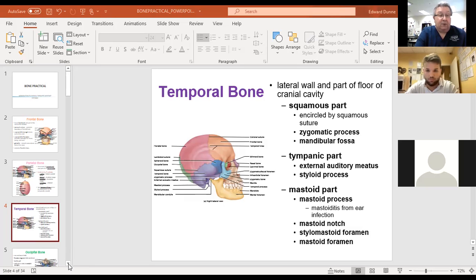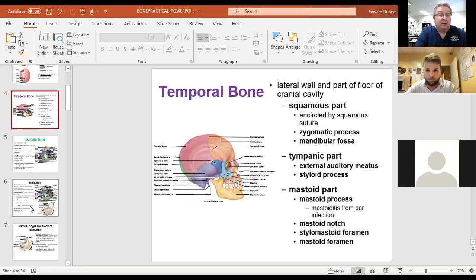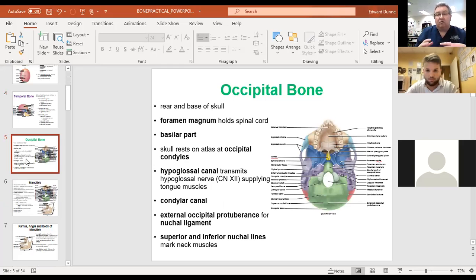The fourth bone on the skull that we're going to look at is the occipital bone. The occipital bone is the rear or the base of the skull. So this is the back of your head. If you just feel the back of your head, you probably feel a little bump there. That little bump is known as the external occipital protuberance. It's off of this bony area that the upper trapezius comes off. That's the area of its origin.